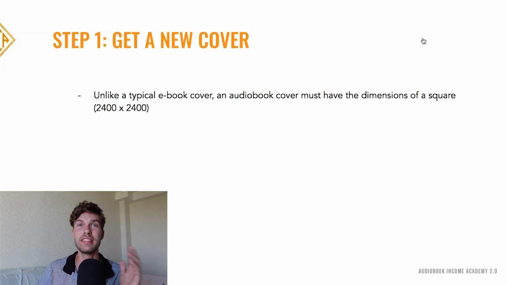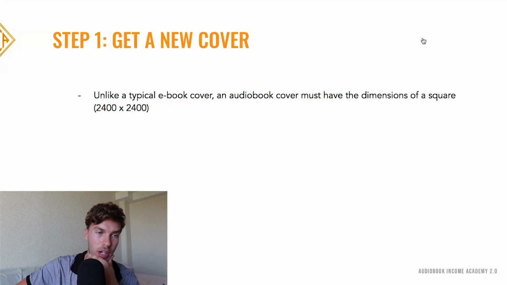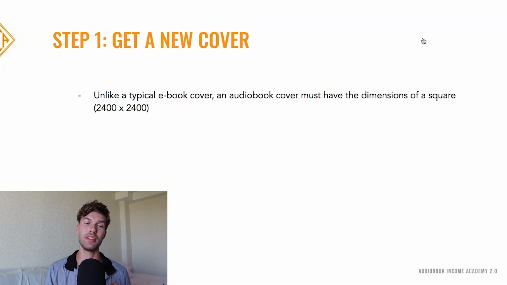So let's get into what is step 1 of turning your ebook into an audiobook. The first thing you have to do is get a new cover created for your book. Now, unlike a typical ebook cover, an audiobook cover must have the dimensions of a square that is 2,400 pixels by 2,400 pixels. The only reason why you need a new cover is to accommodate for this change in size.